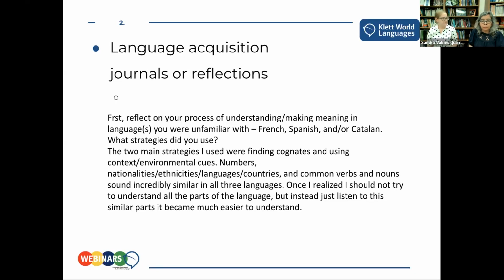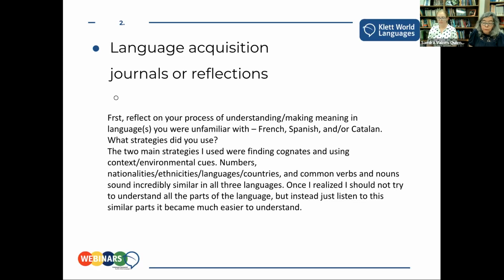So this was very intentional. We had a friend who was able to speak the three languages, and he presented in all those languages, and students were just listening. Some of the answers were very insightful in terms of the awareness that the students are already using for their process of language understanding. In this case, this student said that the two main strategies used were finding cognates and using context, environment, cues, numbers, nationalities, and so on.